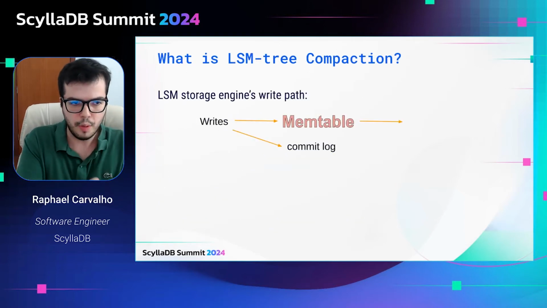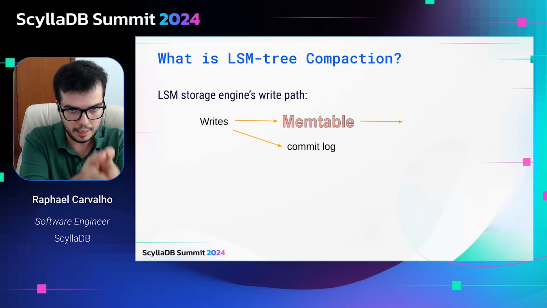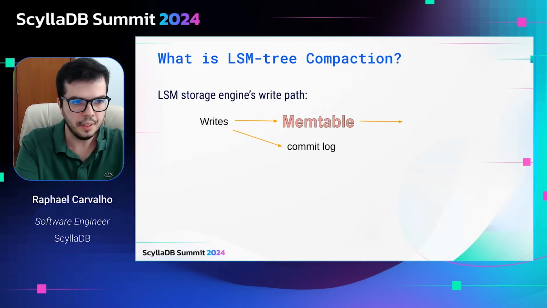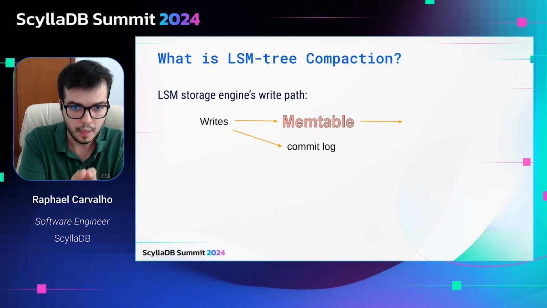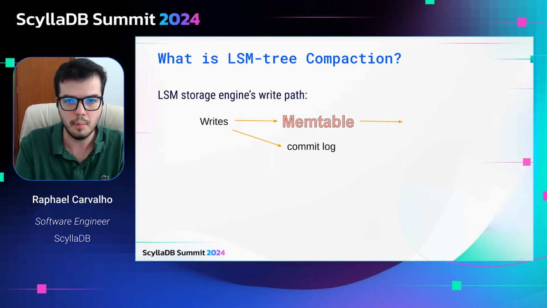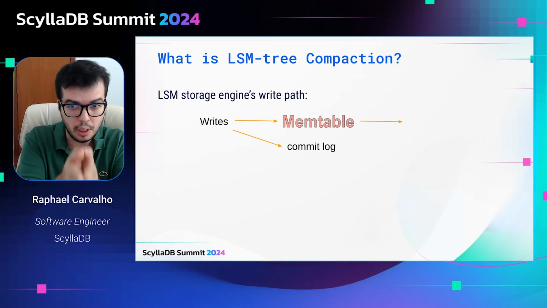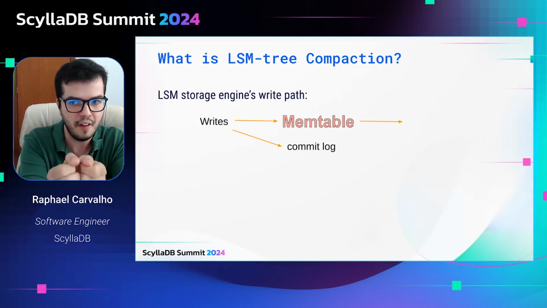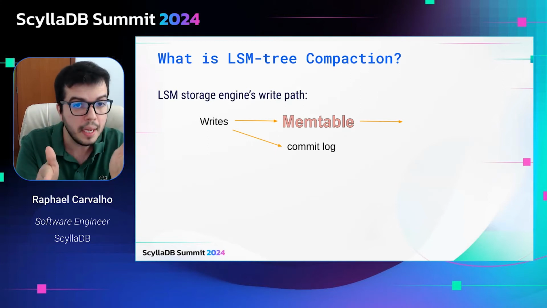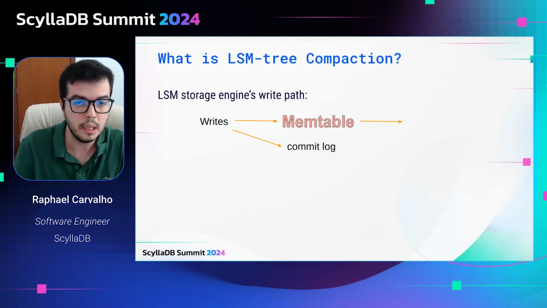What's LSM compaction? First, let's understand how the write path in LSM storage works. The updates to your database are inserted into a memory table, which we know internally as a memtable. The data is always sorted according to a token, which is like a hashed value derived from the partition key. And those same updates are also written into the commit log for durability.